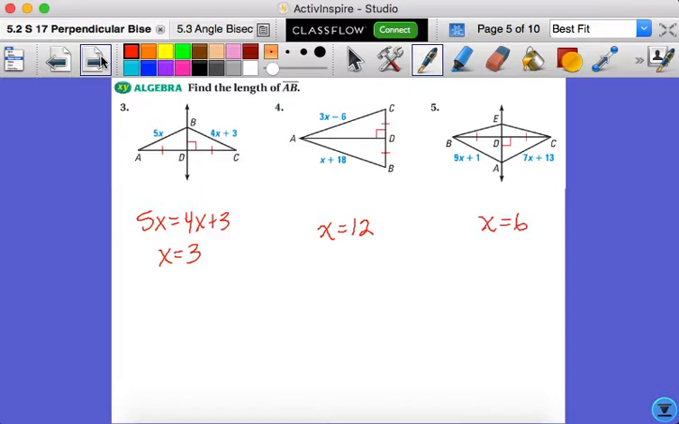And these should be your final answers. Now, technically, we did not answer what they were asking for, so be careful with that. They did want the length of AB, so AB should be 15. AB here is 30. And last but not least, 9 times 6 is going to be 54, so plus 1 is 55.